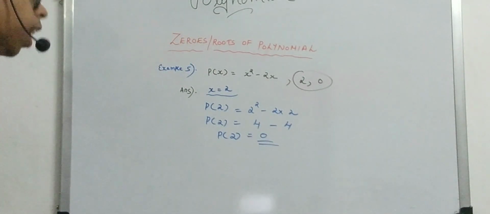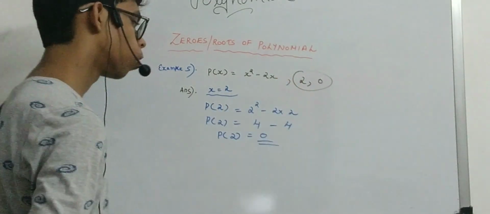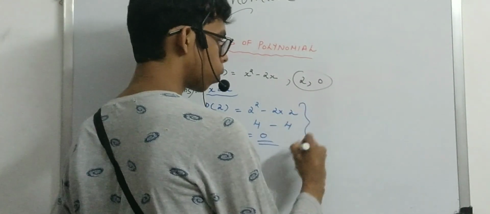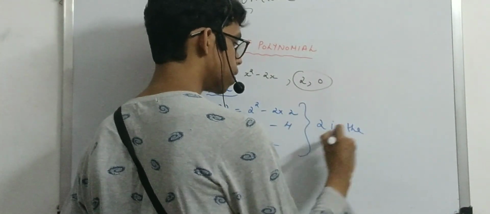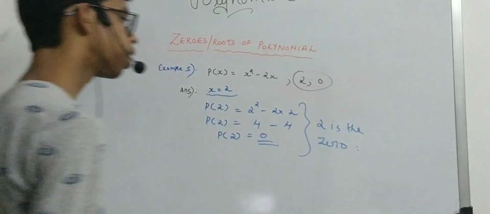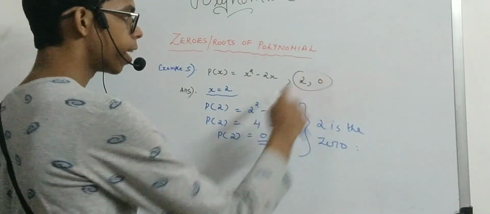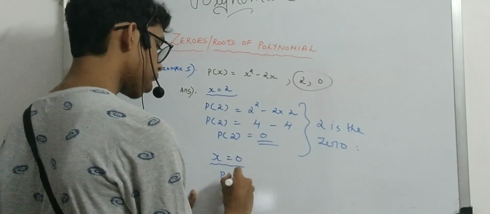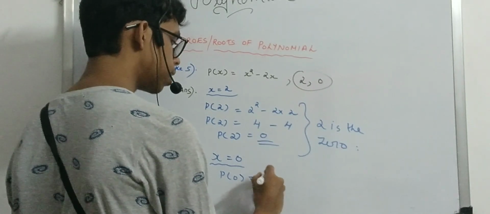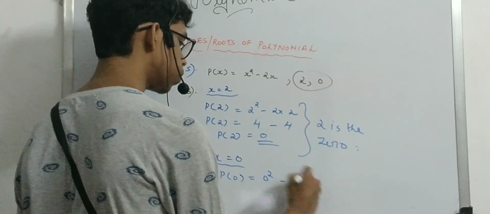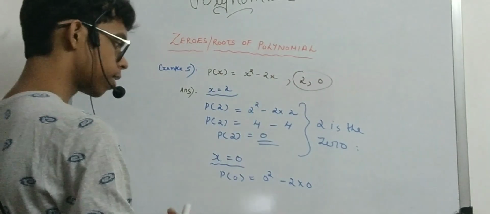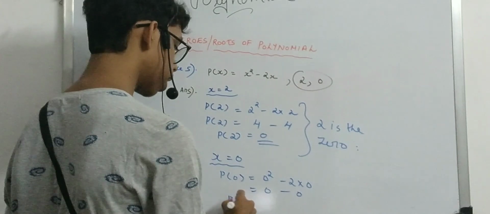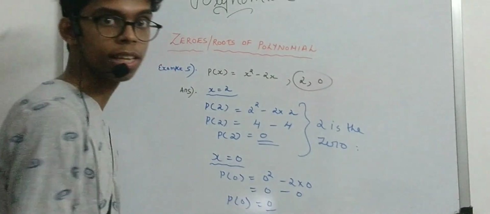So what does that mean? It means that 2 is the 0 of the polynomial. That's why we got the final value as 0. So you can conclude 2 is the 0 of the polynomial given to you. Now let's see x is equal to 0. If I say x is equal to 0, I should write p of 0 is equal to 0 square minus 2 into 0. Substitute this 0 in place of x. So here I will get 0 square means 0, minus 2 into 0 again 0. So I will get p of 0 is equal to 0.